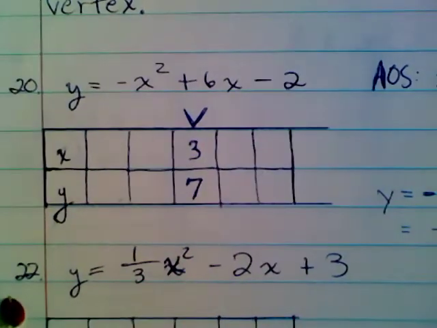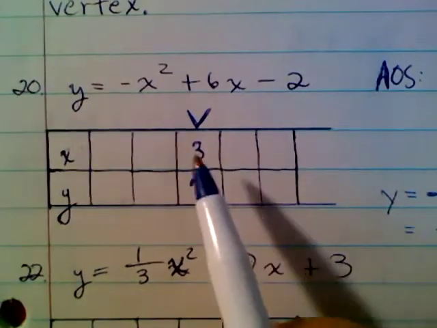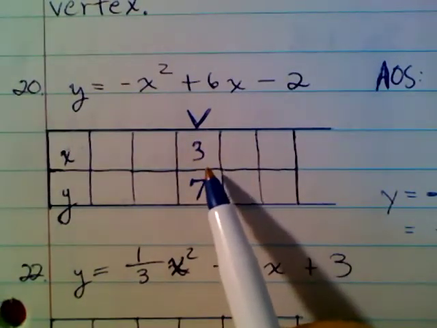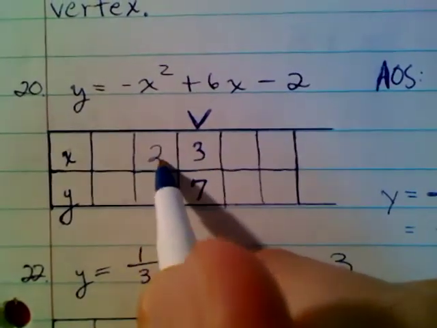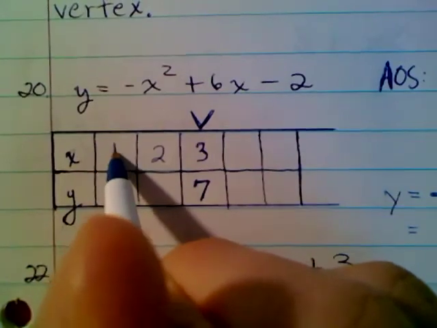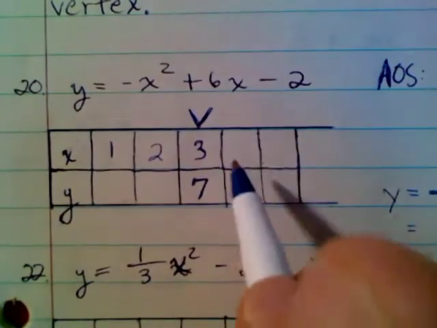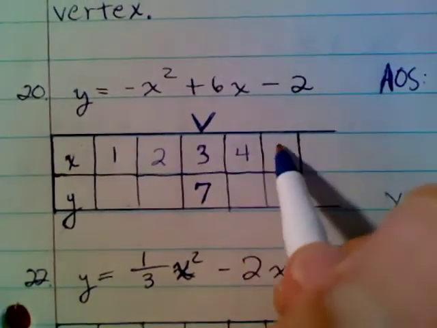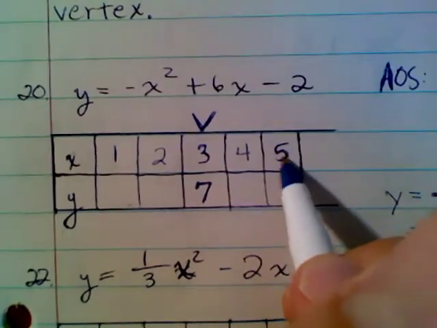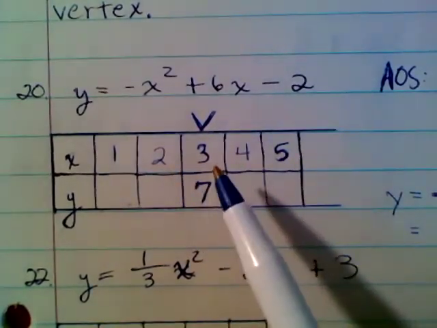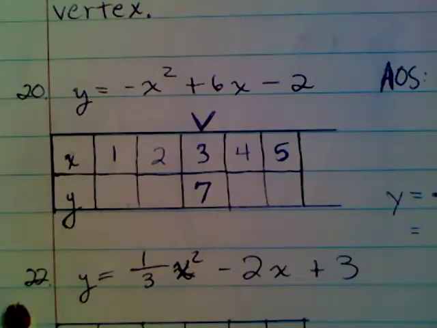Okay? And the way you find the rest of the values is that you just plug in two values to the left of 3 and two values to the right of 3. You don't have to be that close to 3, but the closer the better, really. So I would go ahead and use those if I were you.